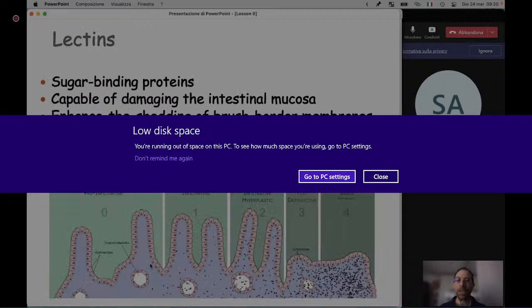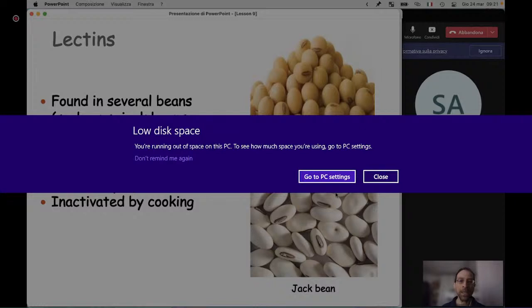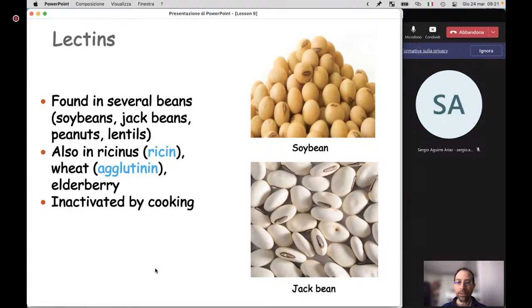Also, lectins are anti-nutrients. They strongly bind to sugars, and this can cause important damage to the mucosa of the intestine, leading to the loss of villi and thus a big sharp reduction in nutrient absorption. Lectins are mainly contained in different kinds of beans. Lectins are mainly inactivated by cooking, but some residue can still be there if the food is not properly cooked.